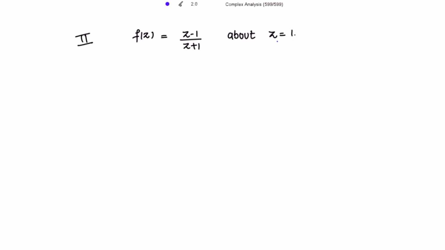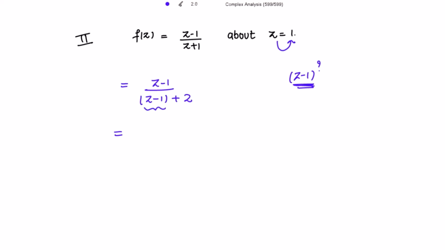Second part, about z = 1. Because we need to expand about z = 1, we need the powers in (z - 1) in the expansion, right? So f(z) is this. We can write this as (z - 1) divided by, I need (z - 1), so let me write this in the bracket. Let me add and subtract 1. So this is (z - 1) + 1, then plus 1, that is 2.